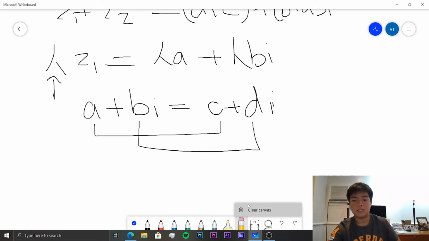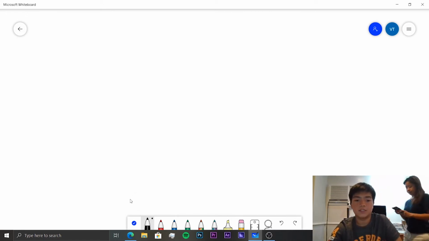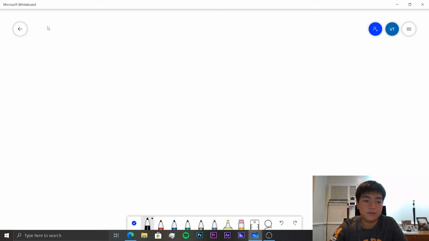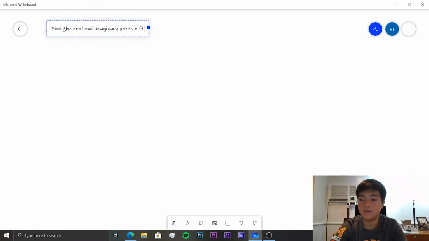So now we can jump into some problems involving complex numbers. I'll be doing the even ones because, you know, they're harder. So the first problem we have is we need to find, let me type this out, we need to find the real and imaginary parts of the following numbers.